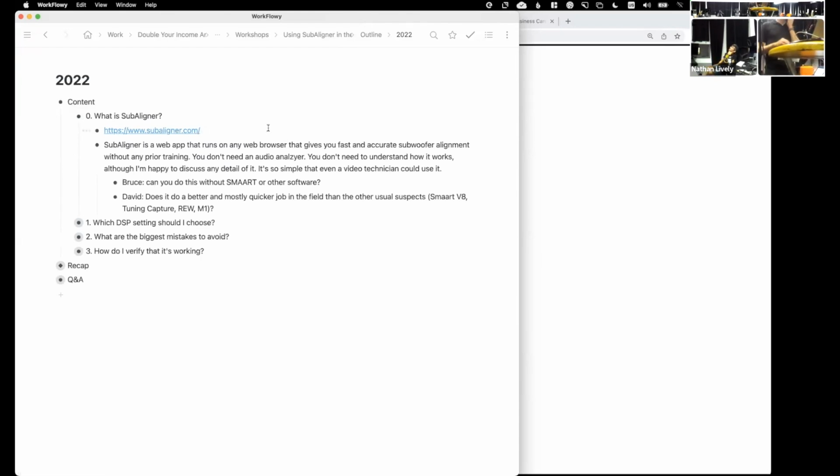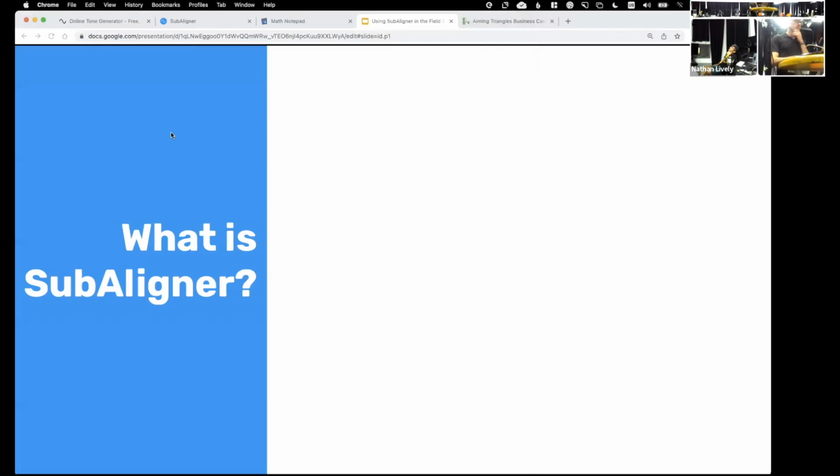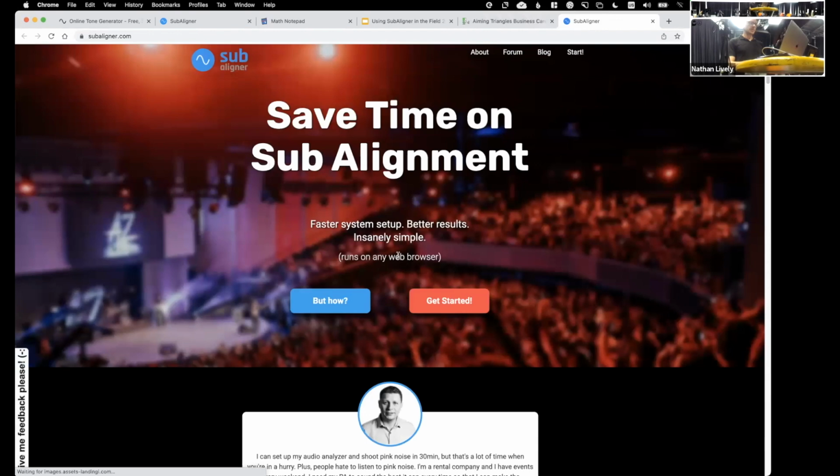So what is SubAligner? For those of you who don't know, SubAligner is a web app that runs in any web browser that just gives you fast and accurate results for combining one full range speaker and one subwoofer. And that is its only use case at the moment. A handful of people have asked me to make it so that it will combine two subwoofers, which is totally doable. I just haven't seen a lot of demand for that yet. But let me know if more people are interested in that. I can figure out some way to make that happen.